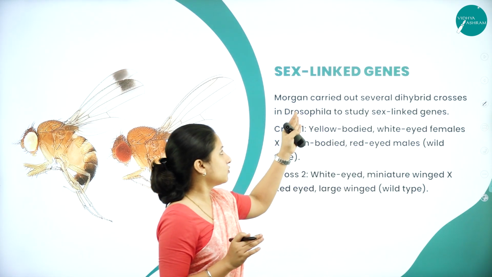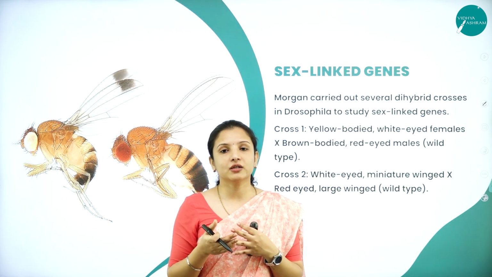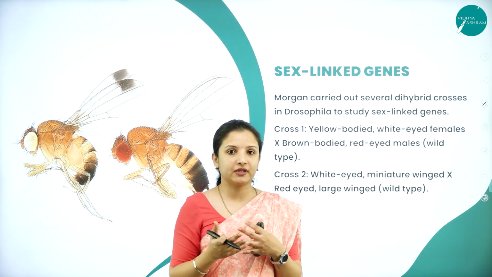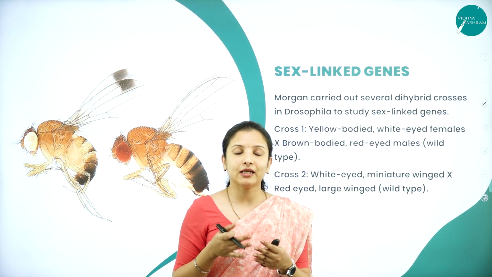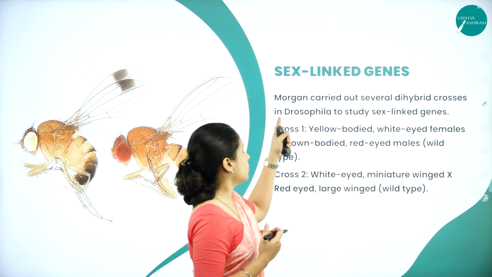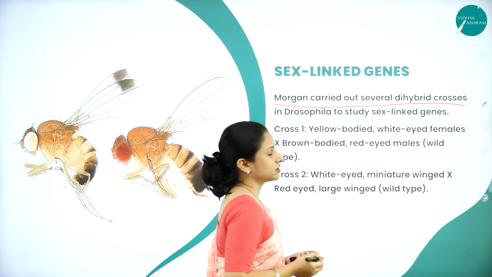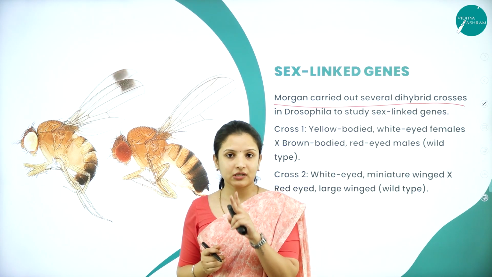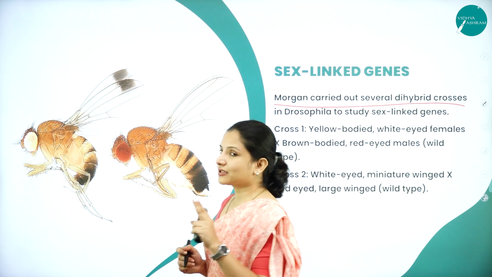That is what he proved, and to study this in Drosophila he called them sex-linked genes. He used male and female Drosophila and conducted experiments to prove the chromosomal theory, especially to study linkage and recombination. Morgan carried out several dihybrid crosses. Why dihybrid? Because here also two characters were considered from the fruit fly.